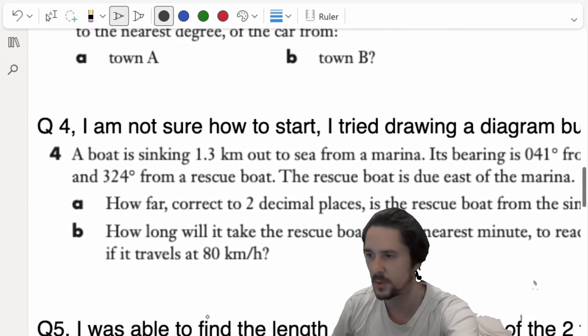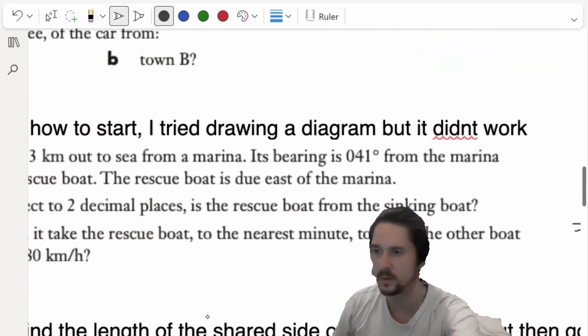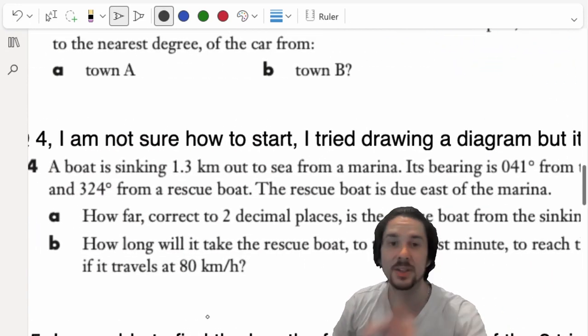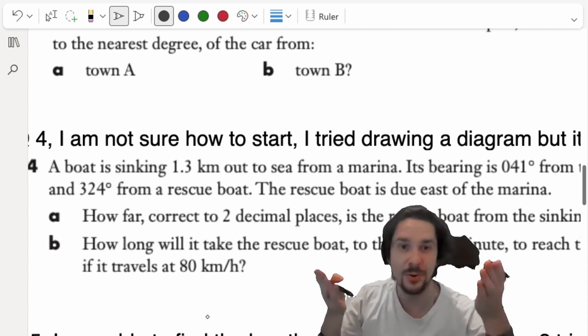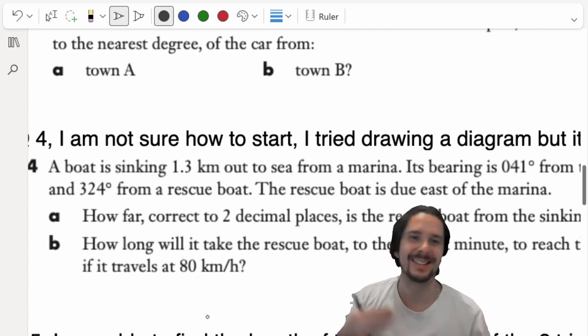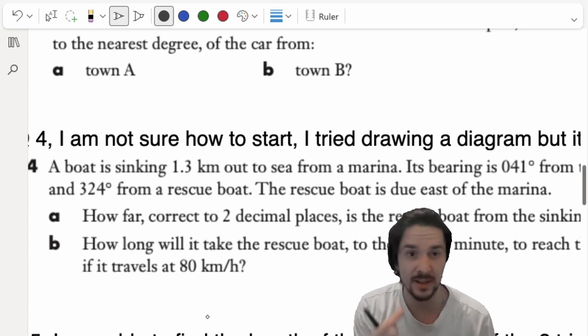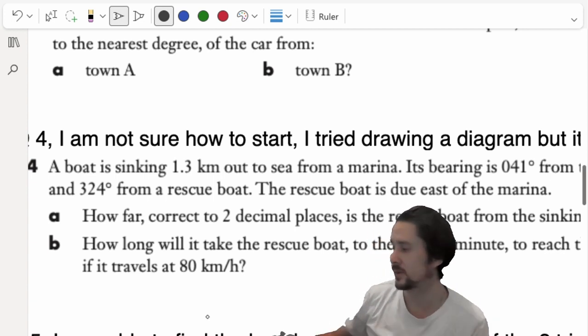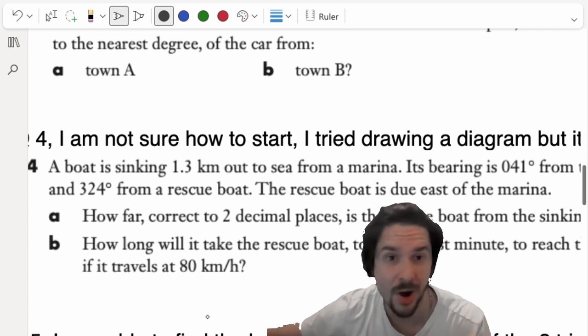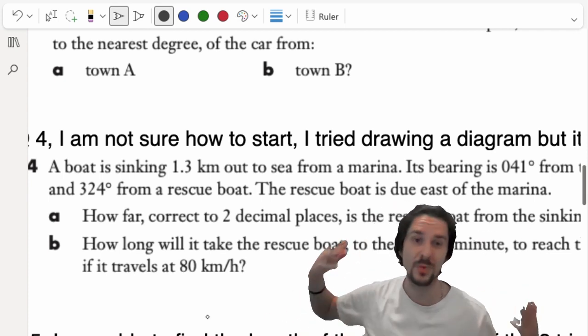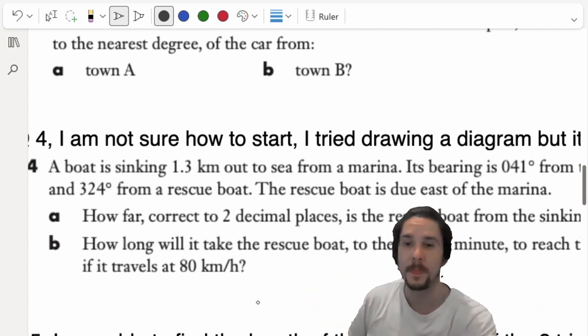Cool. All right, now question 4. I'm not sure how to start. I tried drawing a diagram, but it didn't work. That's not a good question. There's no question mark in your question. This is something that I would recommend you practice, is identifying what it is that's gone wrong or what it is you don't understand. And I know that's hard, right? Because often you don't know what you don't know. But let's have a look.